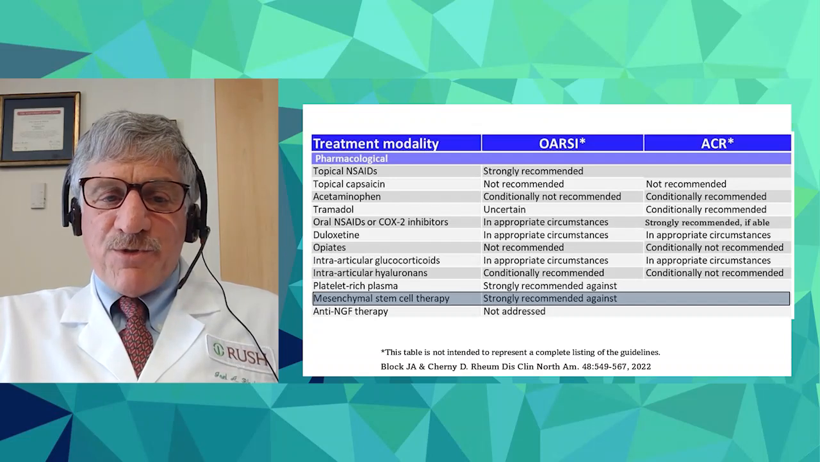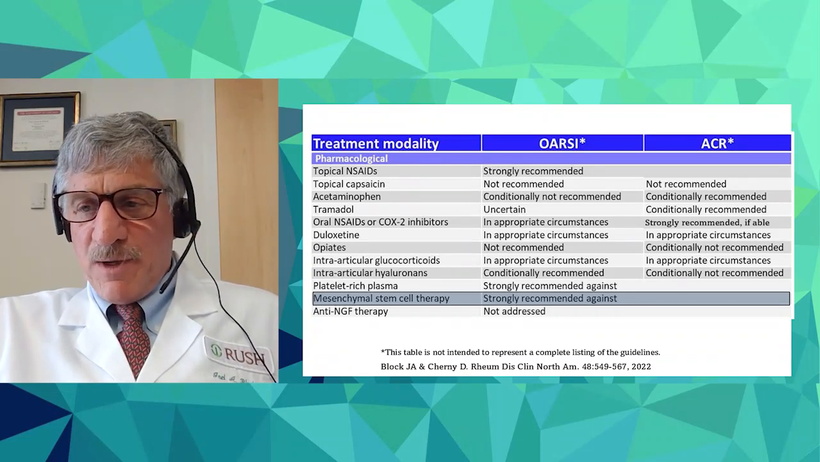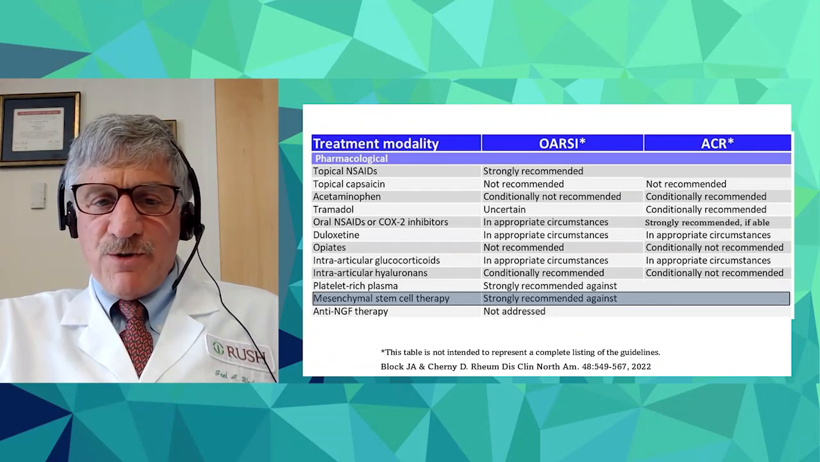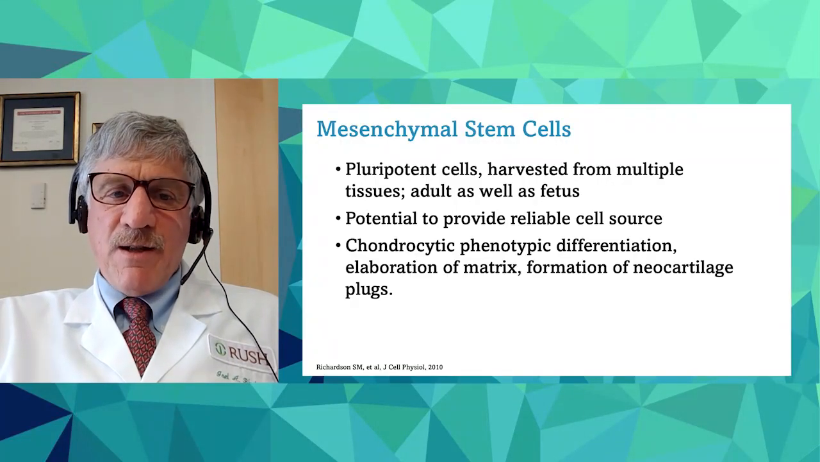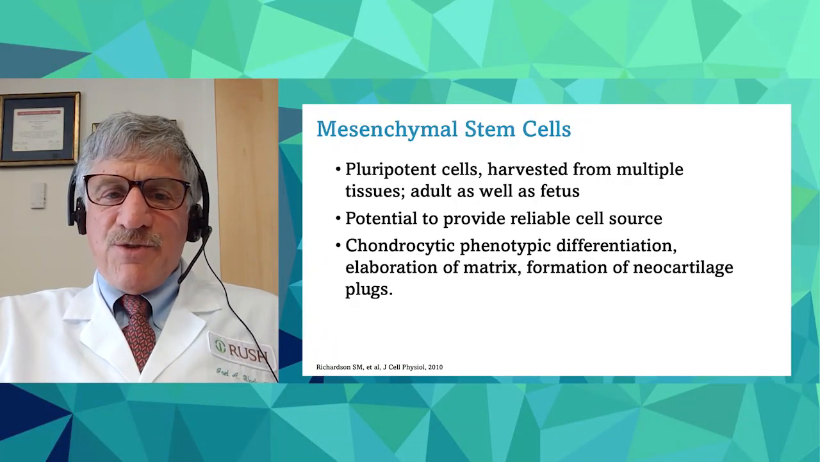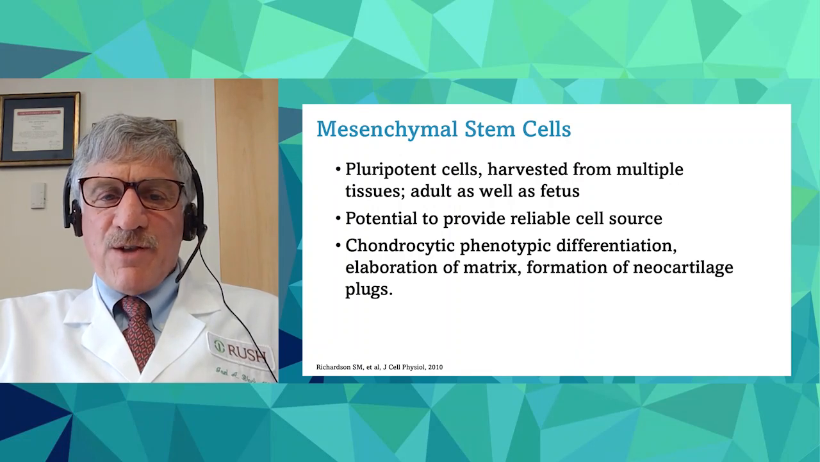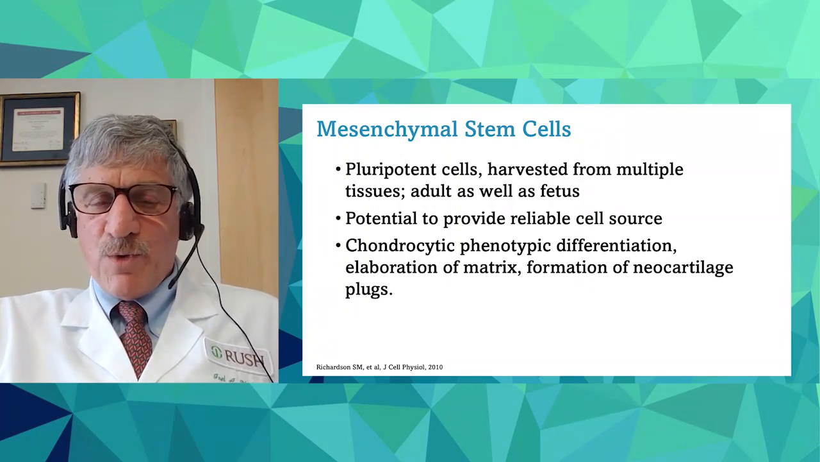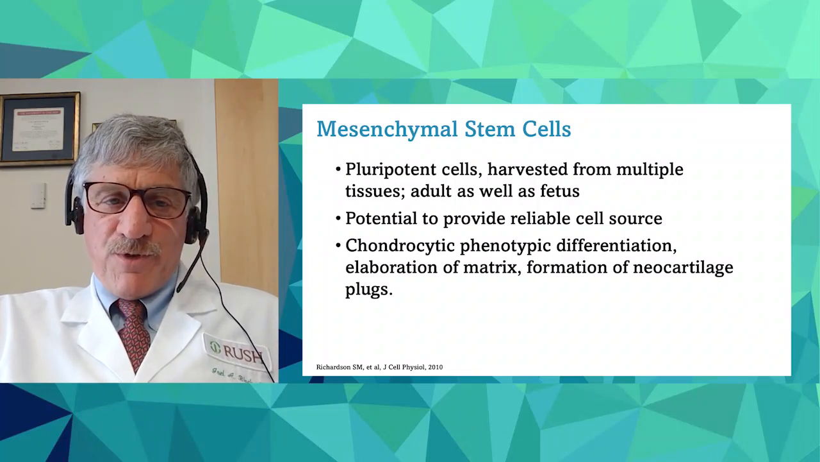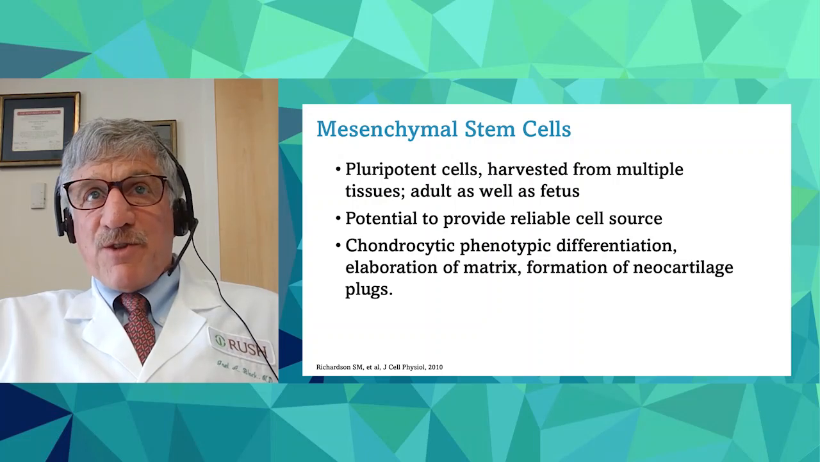How about mesenchymal stem cell therapy? Again, has become very popular in recent years, but we strongly recommend against its use. Why is that? Well, what are stem cells? Stem cells are pluripotent cells that can be harvested from many different tissues, adults as well as infants and fetuses. They have the potential to provide reliable cell sources.